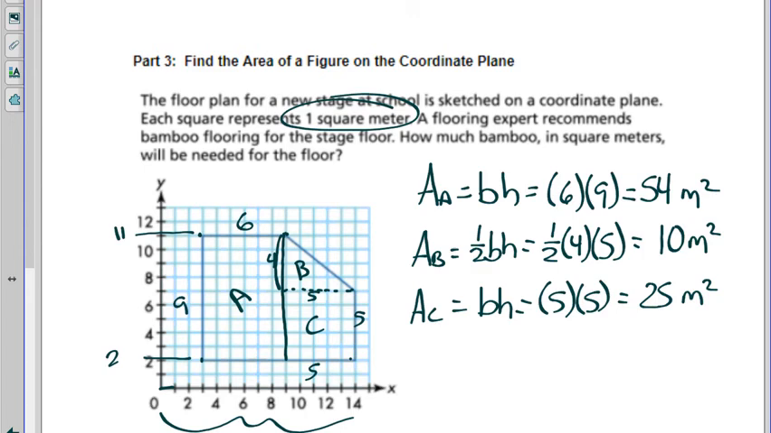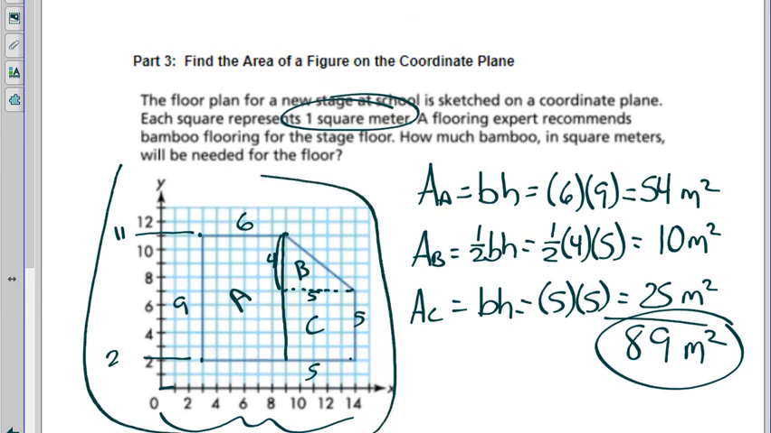And now I just need to add them up. 4 plus 0 plus 5 is 9. 5 plus 1 is 6, plus 2 is 8. And I get 89 meters squared. That's my answer. So I'm going to circle it so my teacher knows what my answer is. Again, I labeled my graph. I wrote formulas. I substituted in. Everything's lined up so I could add easily at the end. It's not all over the place. Organized, neat, and that makes it much easier to get the right answer.